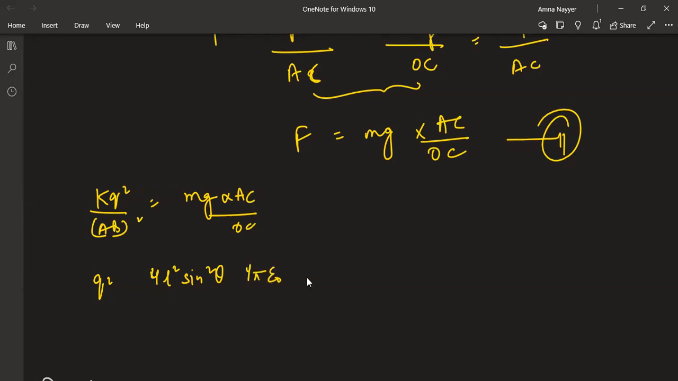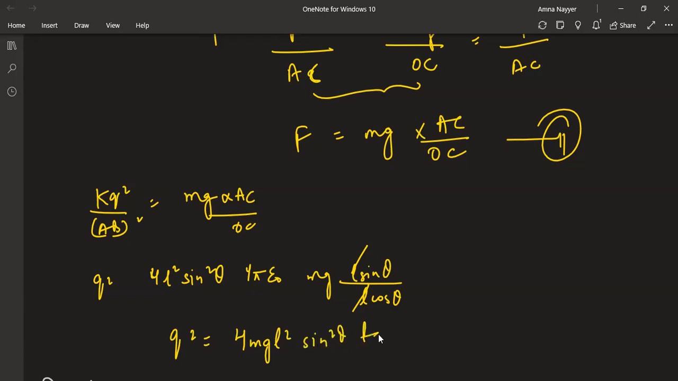All right, what is left now? Mg L sine theta by L cos theta. So L gets cancelled. Sine theta by cos theta you get as tan theta. So Q square becomes equal to 4 mg L square sine square theta into tan theta.